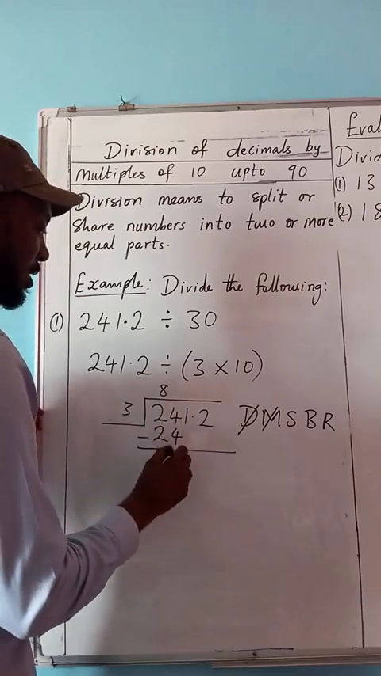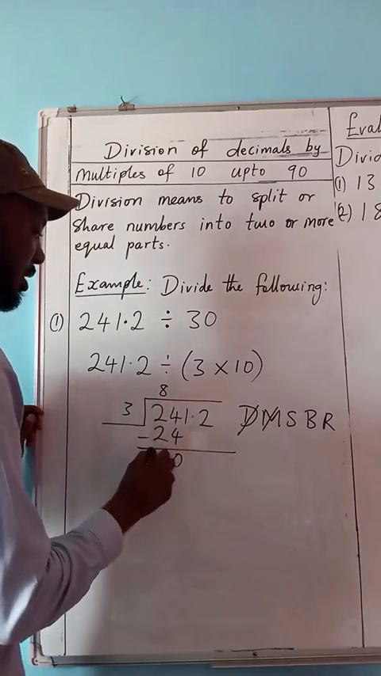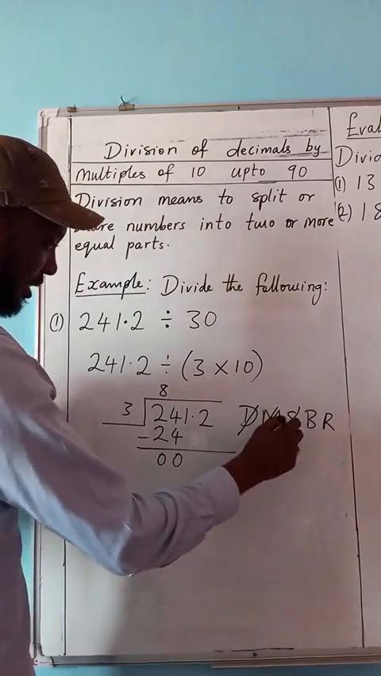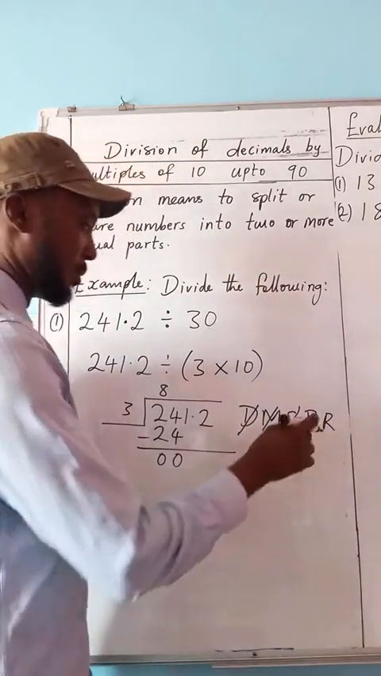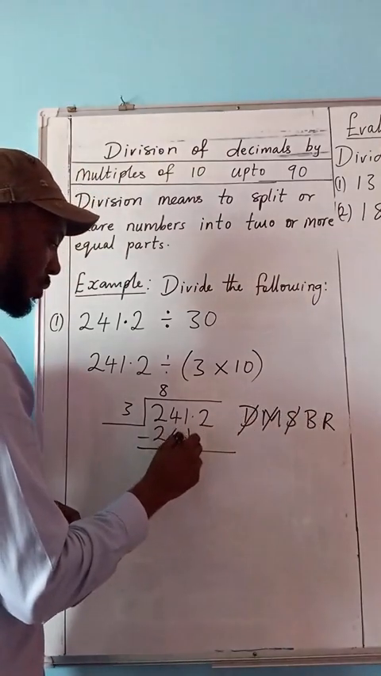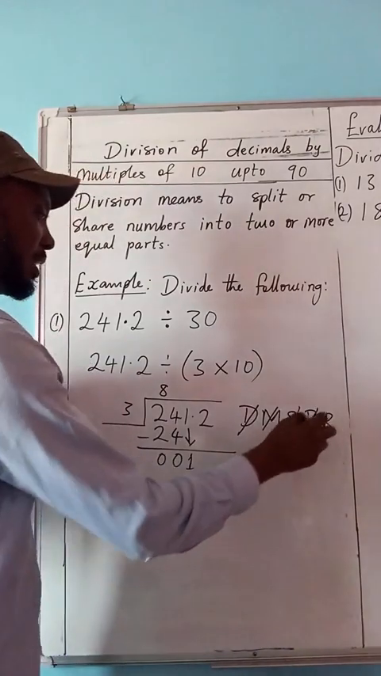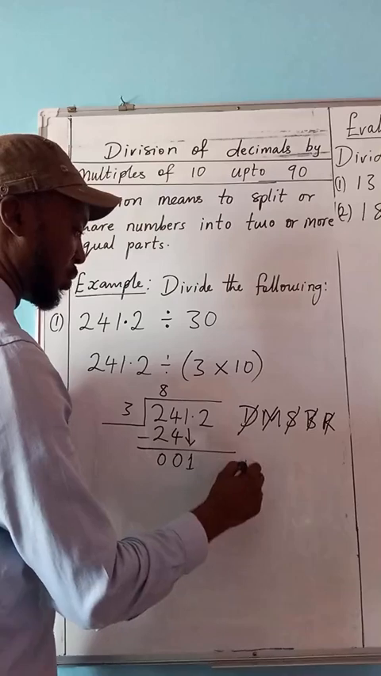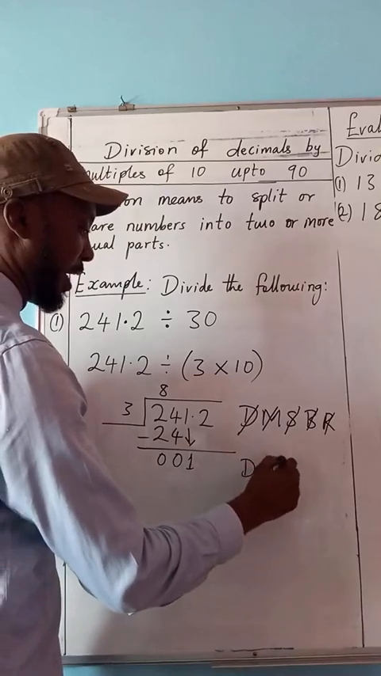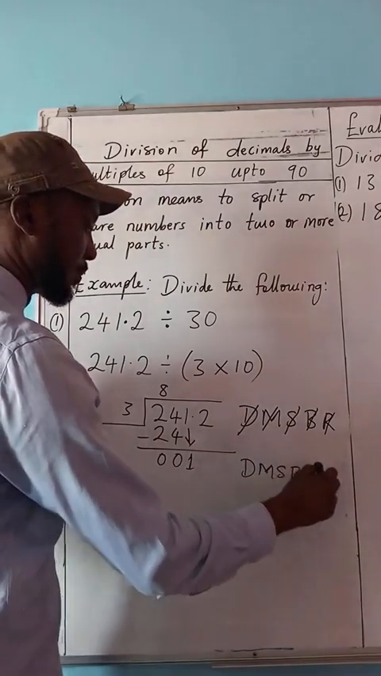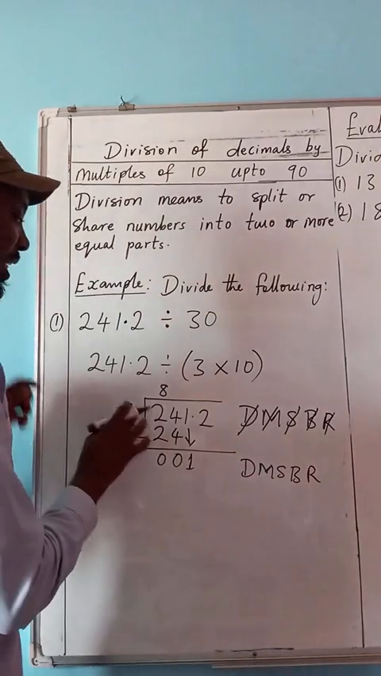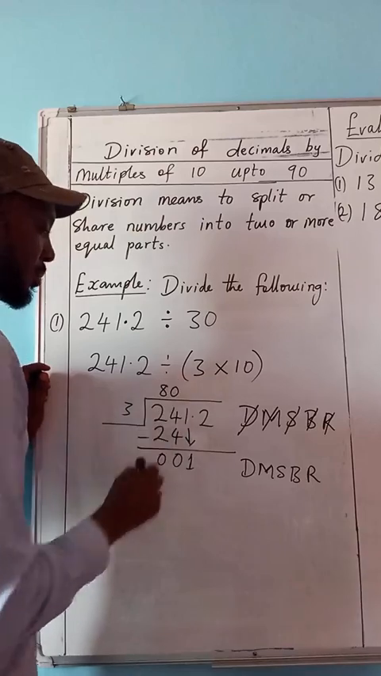4 minus 4 is 0. 2 minus 2 is 0. We've subtracted. The next one is bring down. We'll now bring down 1. We've brought down 1. Now the next one is repeat the process. We say DMSBR. 1 divided by 3 will give us 0.